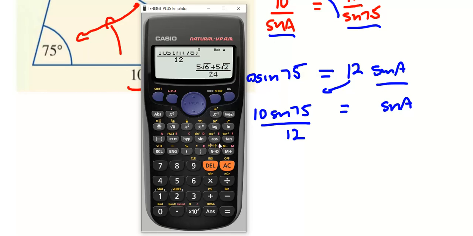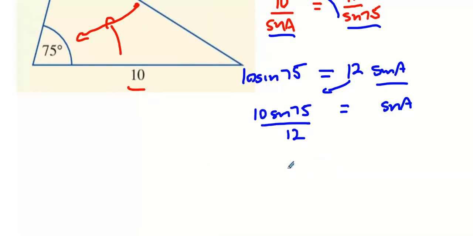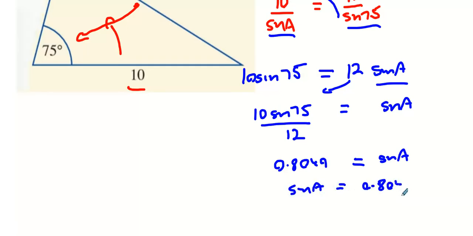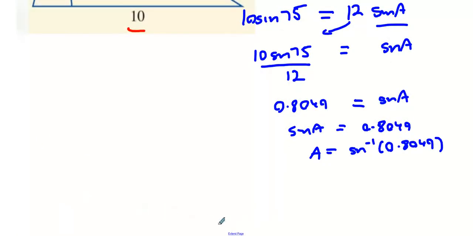And we can find out the angle here. We get 0.8049. Well, we don't know the angle yet. But this means sine A equals 0.8049. This means A equals sine inverse 0.8049. Put that into the calculator.